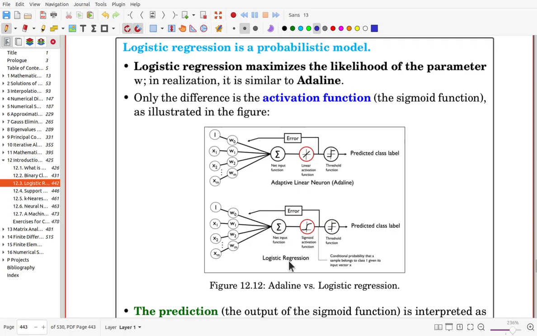Now for logistic regression, for the net input, we apply this sigmoid function for activation, and the output, the activation value, will be used to measure the difference from the label and the difference will be used to update the weight. So the only difference is this activation function. One is using the identity function, and the other one uses the logistic function.